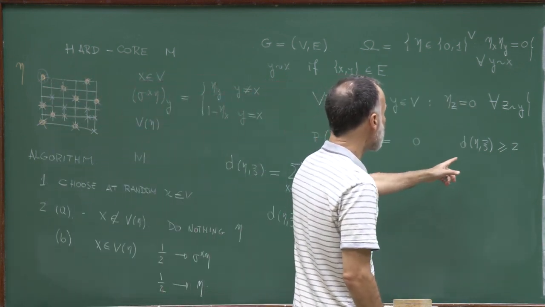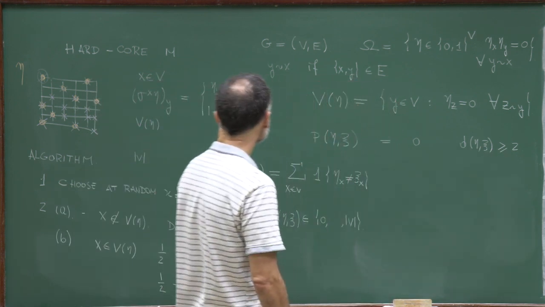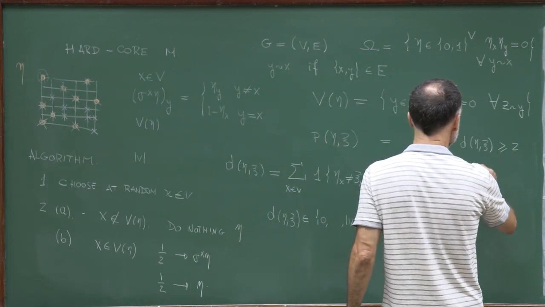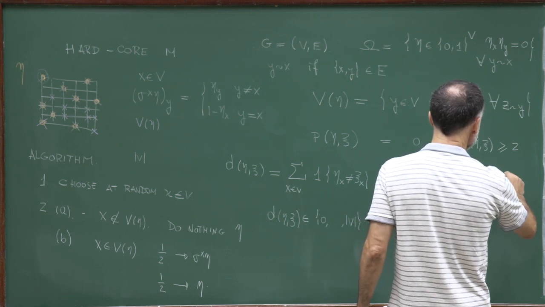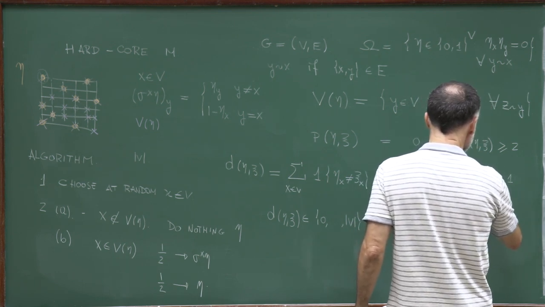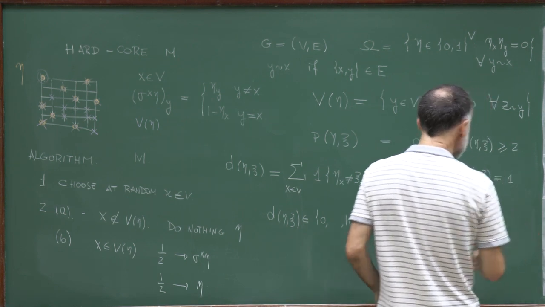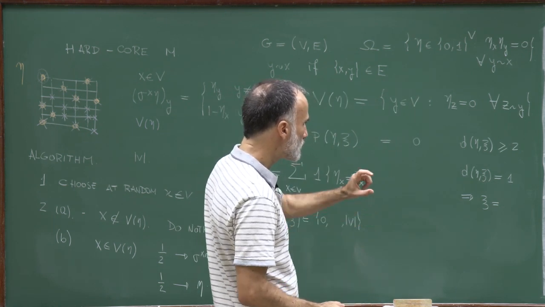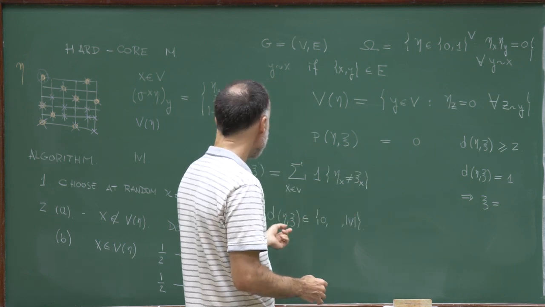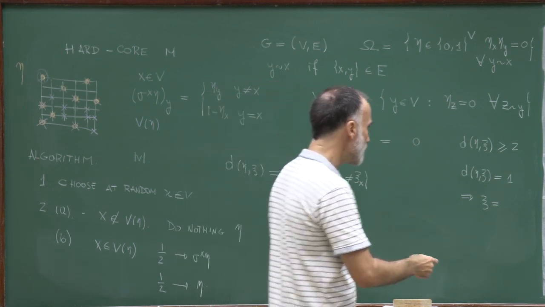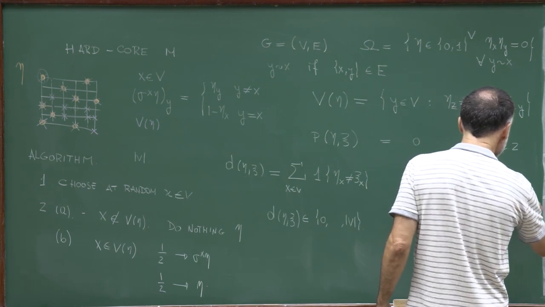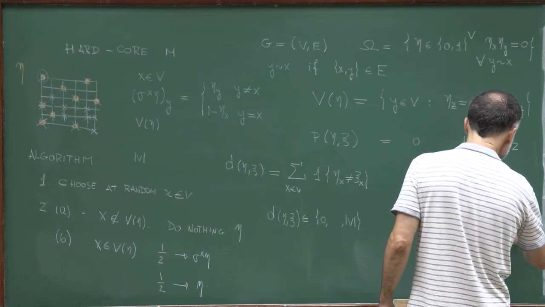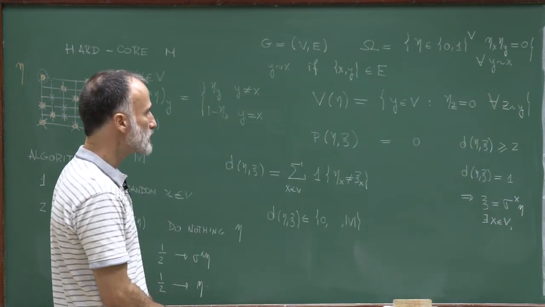Now, if the distance between eta and psi is equal to 1, this means that psi is equal to eta on all sites but 1. Let me call x the site at which they are different. Since eta x only takes 2 values, either 0 or 1, this means that psi is equal to sigma x of eta. So there exists x in V such that psi is equal to sigma x of eta.